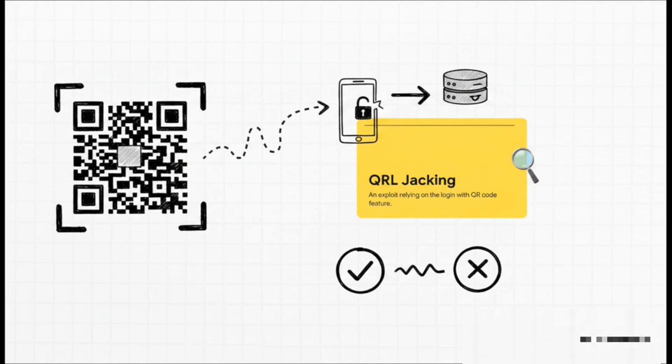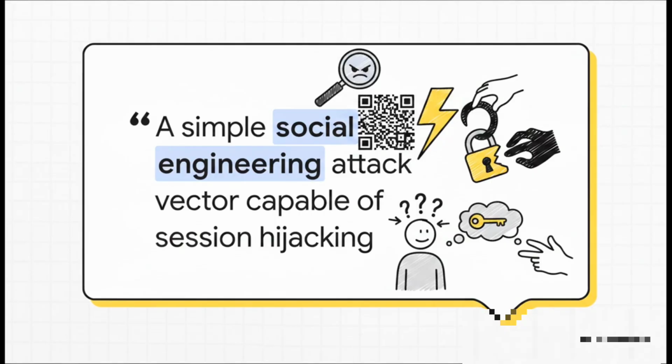The entire advantage of this attack lies in its sheer simplicity. It relies exclusively on the logic of the login with QR code feature itself. The attacker isn't breaking encryption keys, they're simply changing where the QR code actually goes. Now, what's really interesting here is the specific wording used by OWASP. They describe it as a simple social engineering attack.